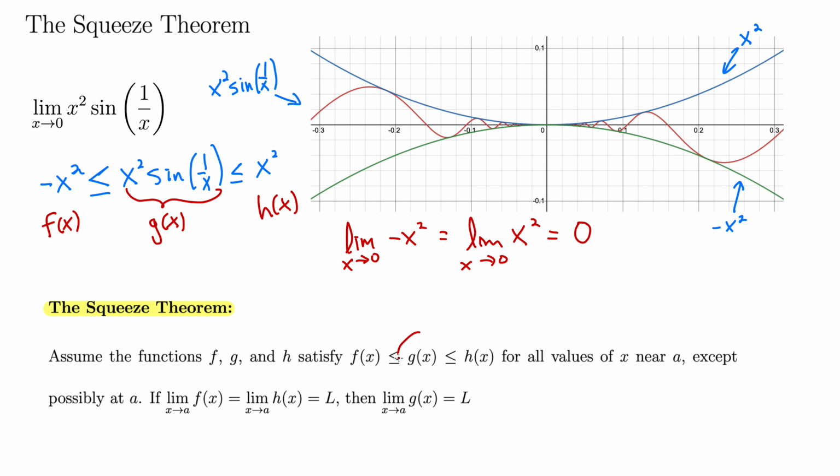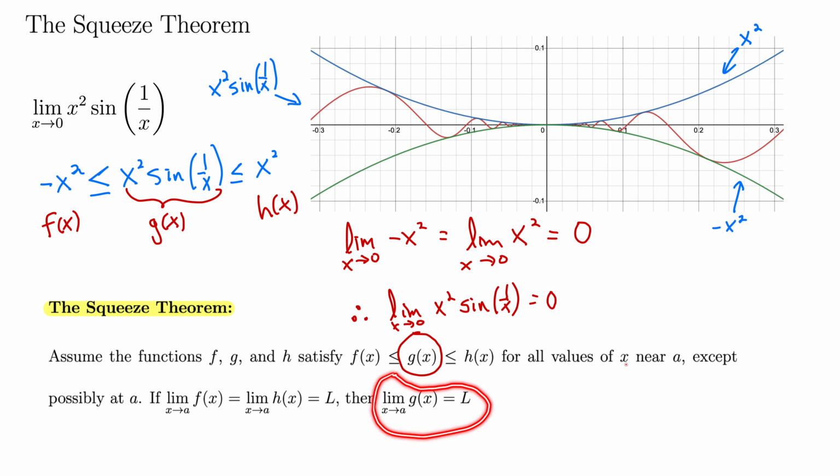Well, since g of x, our main function, is trapped in between those, we conclude, therefore, the limit as x goes to 0 of x squared sine 1 over x must also equal 0 by the Squeeze theorem. Indeed, that's the conclusion of the Squeeze theorem. It tells us the one sandwiched in between them also goes to that same L. In our case, L is 0, so our limit does indeed equal 0.